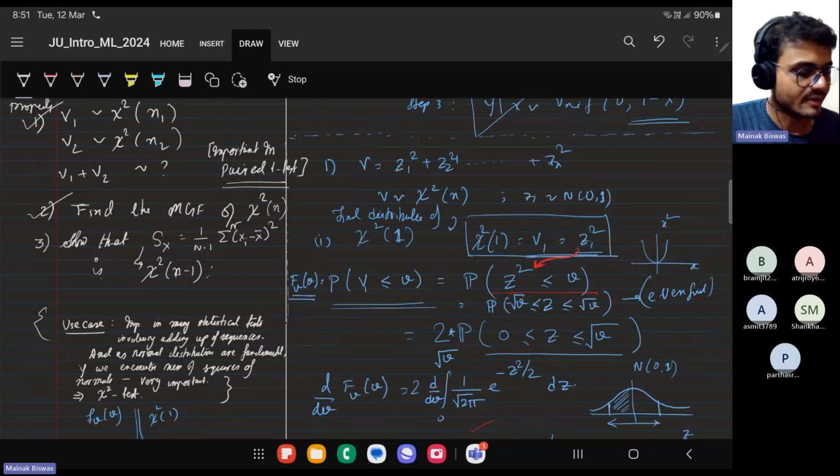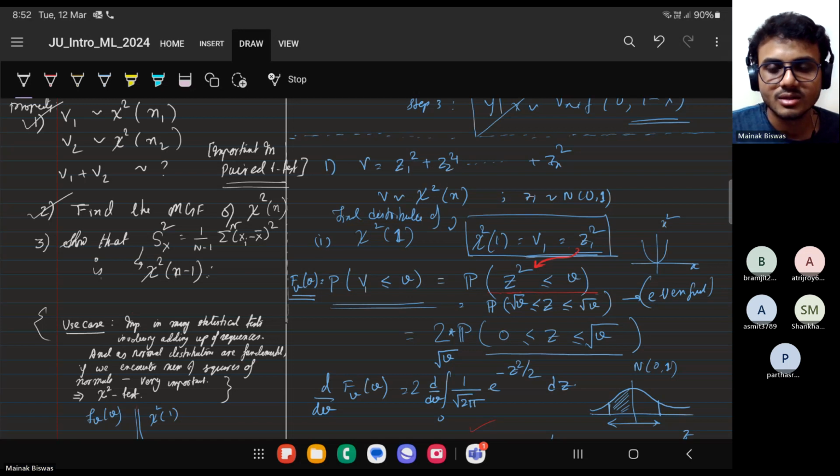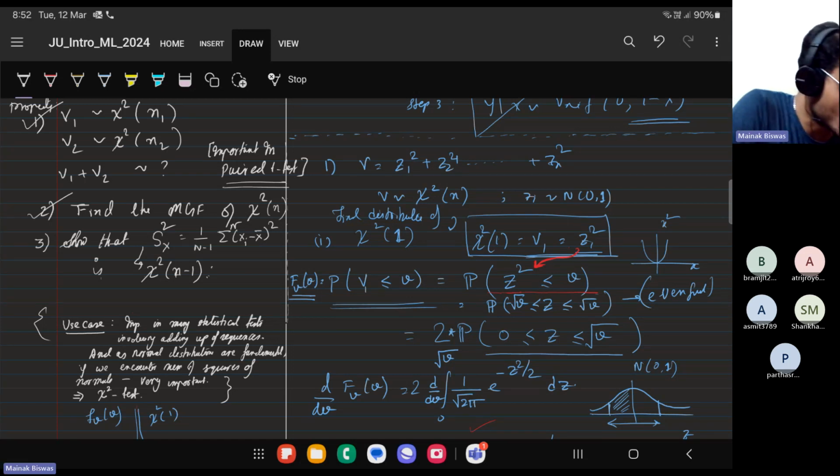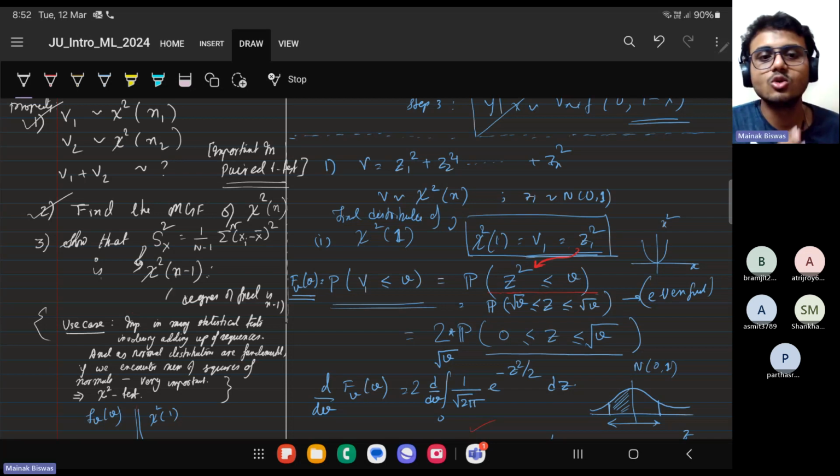The use case is that when you have sample variance, you recall what we did last class? We defined an unbiased estimator of the variance of a distribution. You recall, right? And we showed it is equal to 1 by n minus 1 summation of xi minus the sample mean, right? We have to show that this is equal to chi-square n minus 1. That is, degrees of freedom is n minus 1.